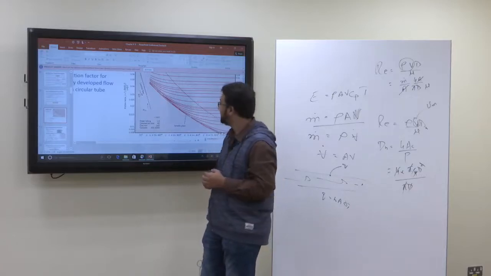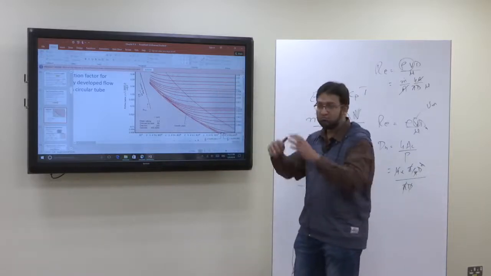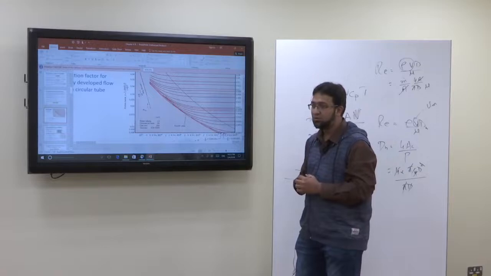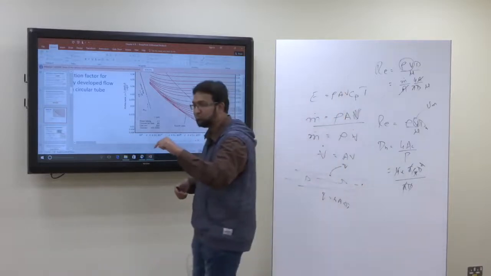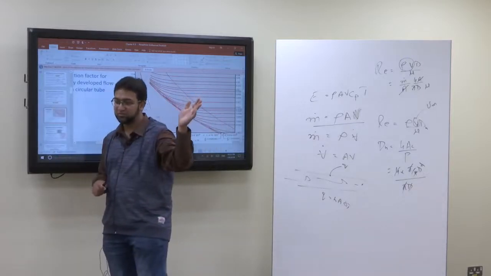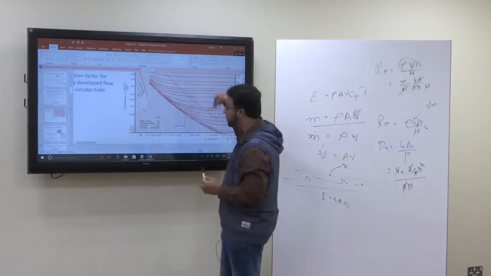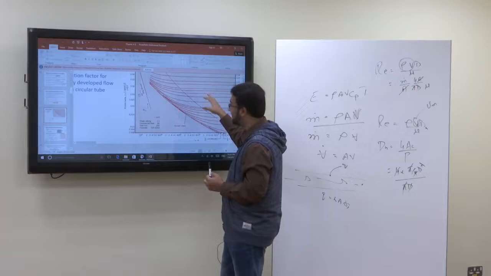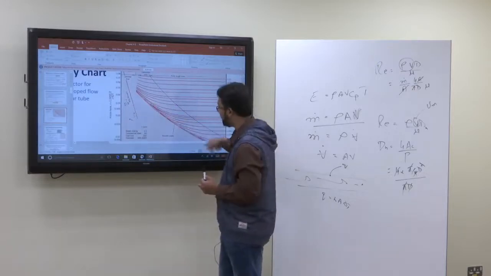Okay. So is it clear? Do you understand this Moody chart now? Yeah, this Moody chart. So you know the Reynolds number, you know this relative roughness, you can find out what is the friction factor. Okay. For the laminar flow, this line. For the turbulent region, all this. Okay. And these are the relative roughness, and this is for the smooth pipe.